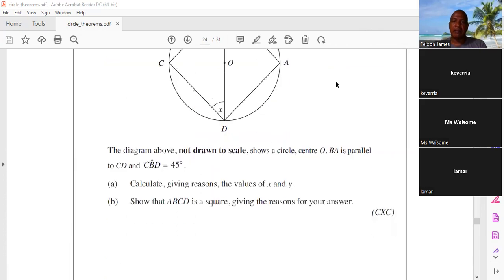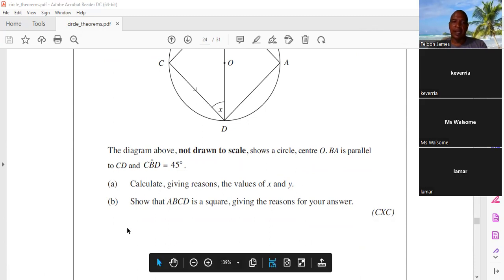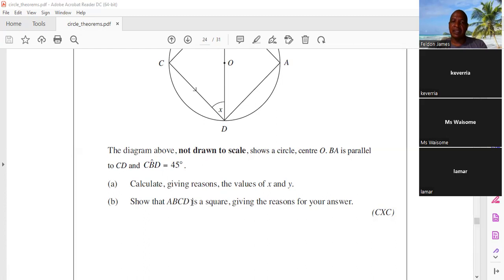All right, so there's a calculation. See it here: calculate, giving reasons, the values of X and Y. The other part now says, show that ABCD is a square and give reasons.